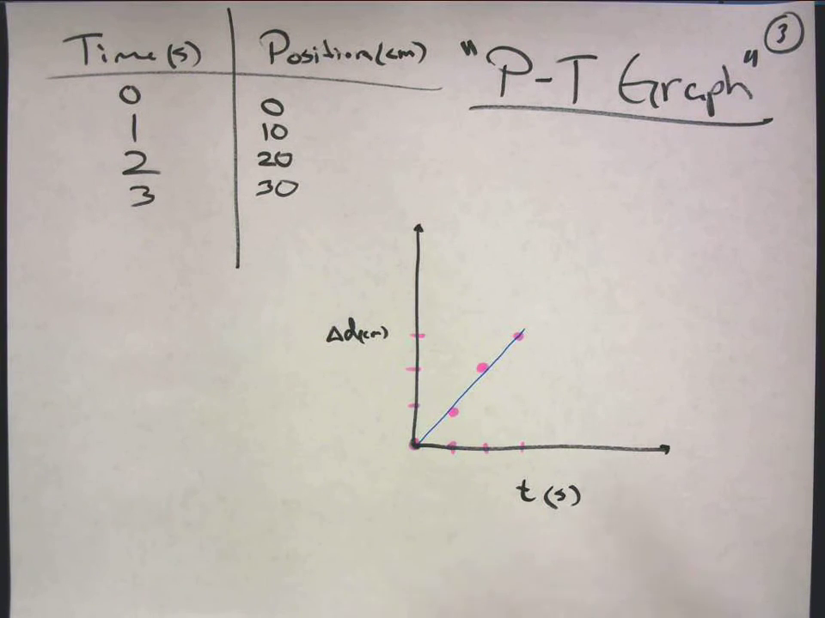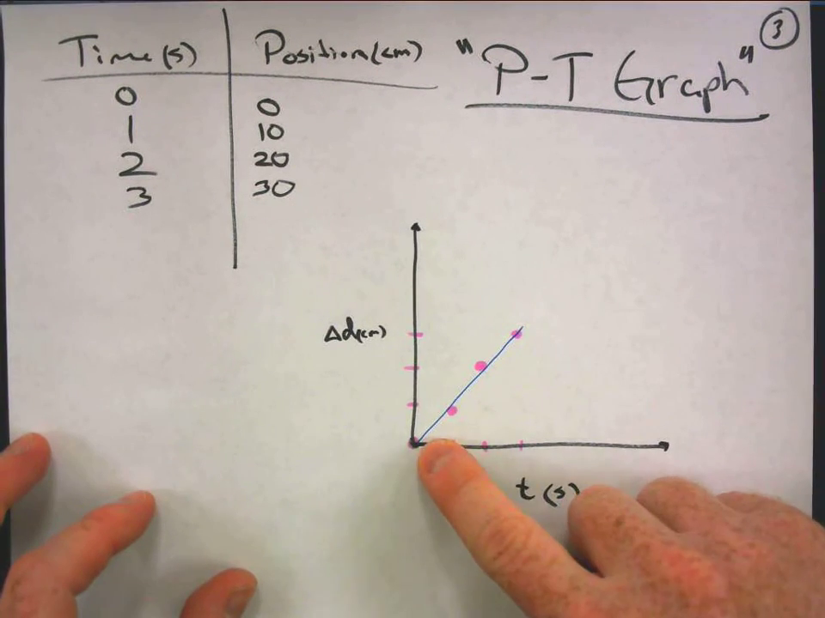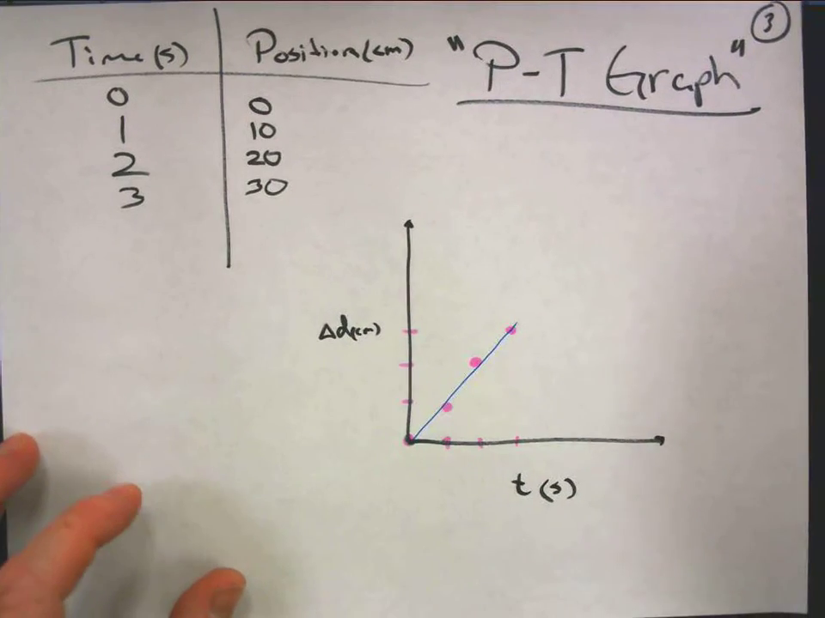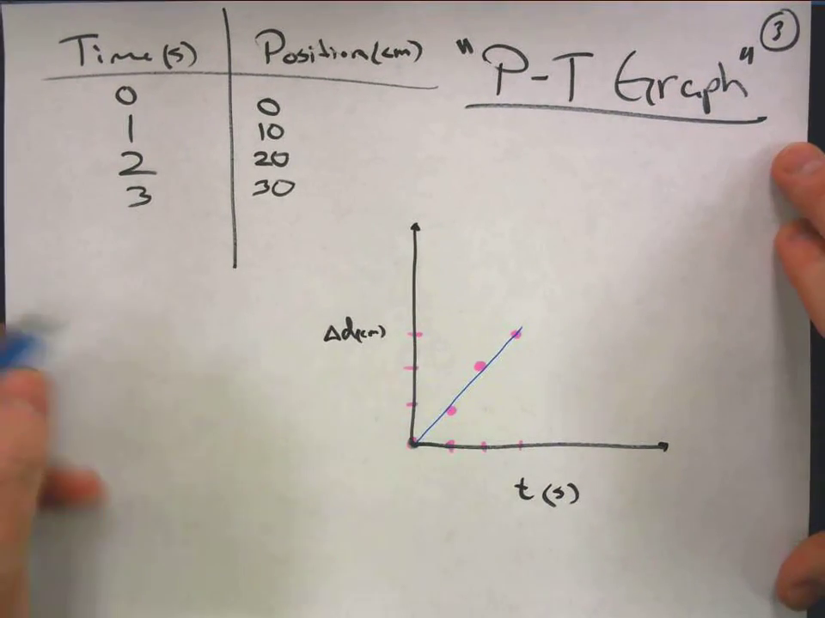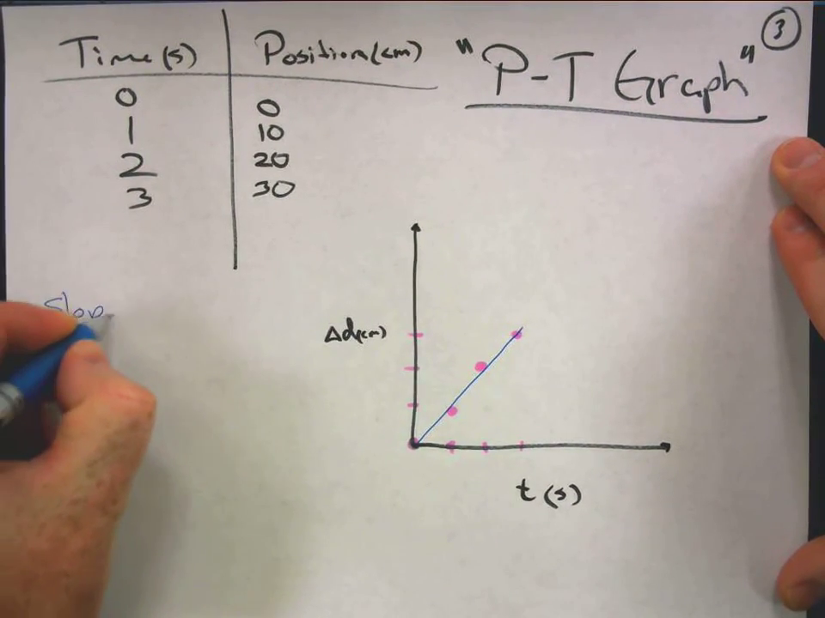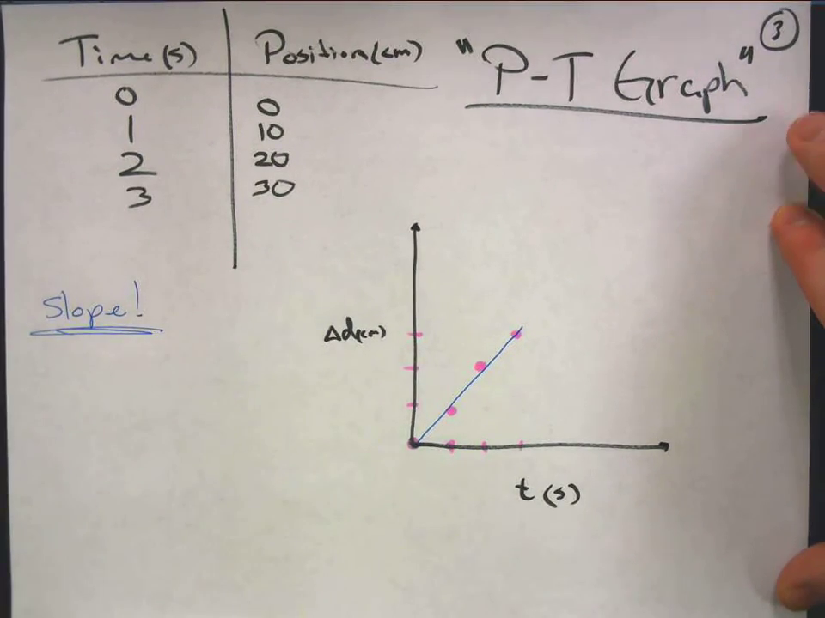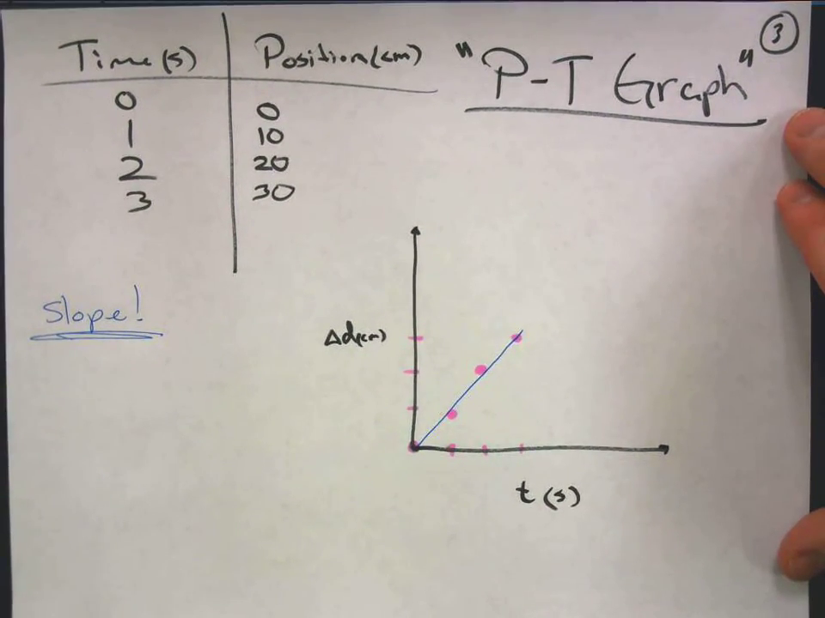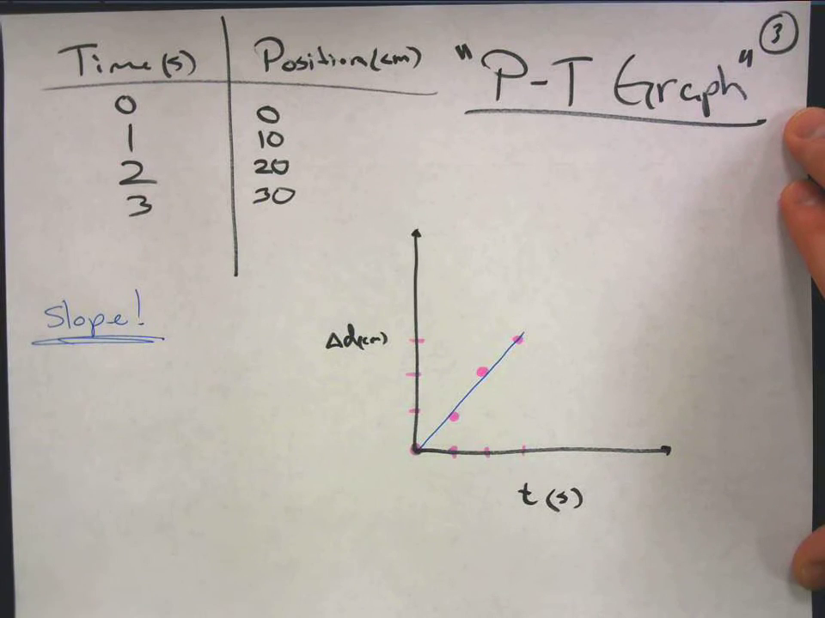Now, the neat thing here is I've got a line on a graph. Anytime you have a line on a graph, you should automatically think about slope. Oh man, why does my math teacher want me to learn this stuff? I'm never going to use this stuff. Guess what? Here you are using it. Slope of a line.